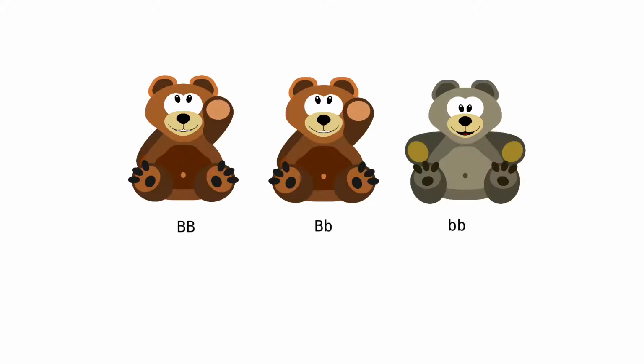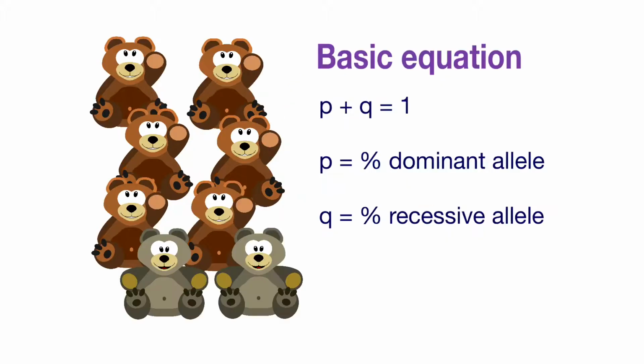So we're going to work with this population of bears to start out with. We have a homozygous dominant brown bear. We have a heterozygous dominant brown bear. And we have a homozygous recessive gray bear. So here's our population of bears. 75% are brown, 25% are gray, but that doesn't tell us the frequency of the alleles. That just tells us the frequency of the phenotypes, and we're really after the genotypes and how many alleles we see.